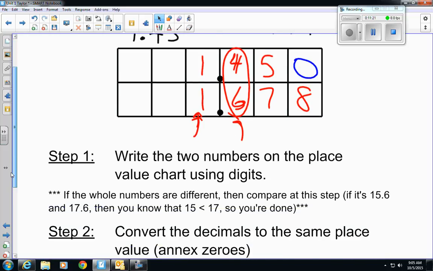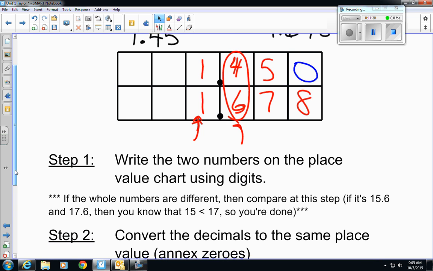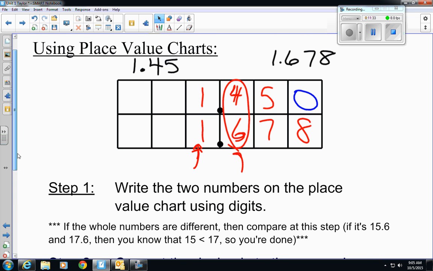Okay, so on the place value chart, they would like you to convert the decimals to the same place by annexing zeros, which is what I did, and then compare. Going from left to right, compare each place. Now if I have a 2 here and nothing here, what's implied in there? A 0. So I would start right here. Oh, that's bigger. Done. Right? 2 is bigger than 1, so you know that.